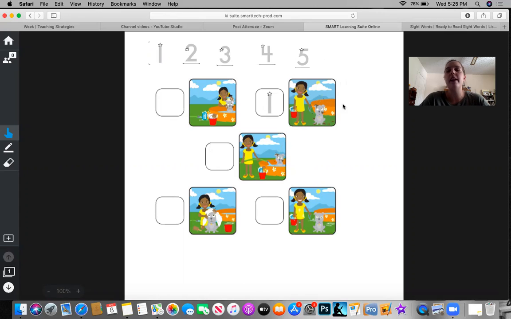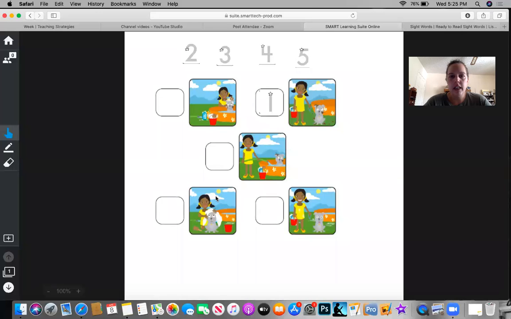So see this picture right here? There's a girl with a very dirty dog. So we know that that is number one. Ding, ding, ding, number one. We'll just put that right there. What should number two be? Look at our pictures. All right, what's next?